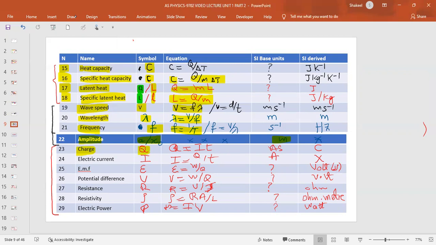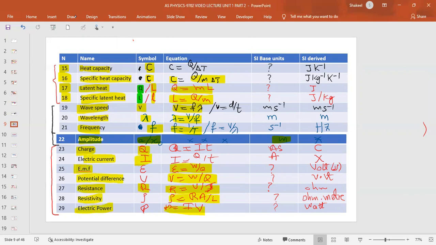Charge is Q, which is IT. Electric current is I, which is Q by T. EMF is work done per unit charge. Potential difference is again work done per unit charge. Resistance is V over I. Resistivity is rho equal RA by L, and electric power is P equals IV.